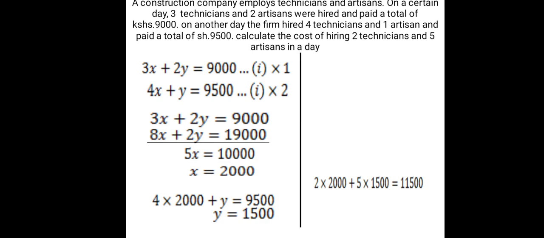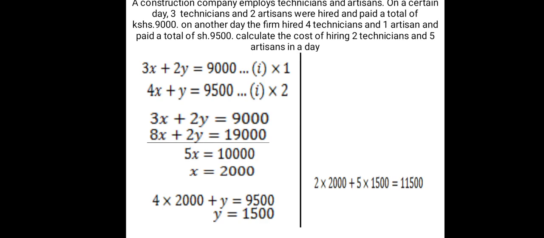So we can form 2 equations there, assuming that the cost of hiring a technician is x and that of an artisan is y. The first equation shall be 3x plus 2y is equals to 900. The second one shall be 4x plus y is equals to 9,500. Sorry, for the first equation, it should be 9,000, not 900 as I had said, but you can visibly see that. Now, we can eliminate any value in those 2 equations.